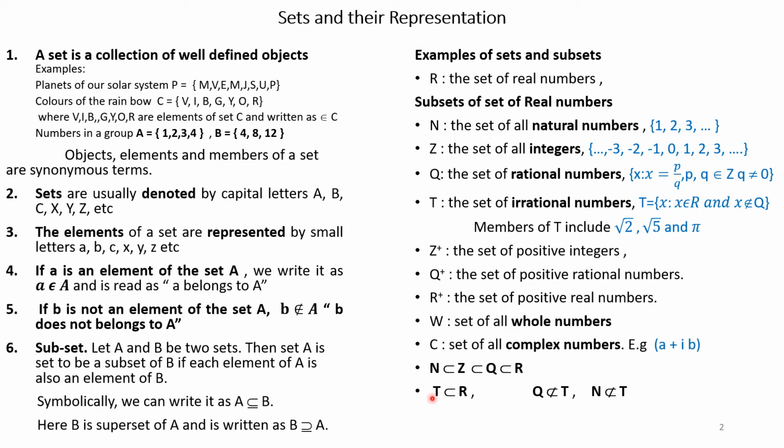T also is a subset of real numbers, but Q is not a subset of irrational numbers because Q is a rational number and T is irrational. So, it is not a subset of T. Similarly, N is not a subset of T because N is the natural numbers. These examples will help you in solving many of the problems. Please note them down with care.